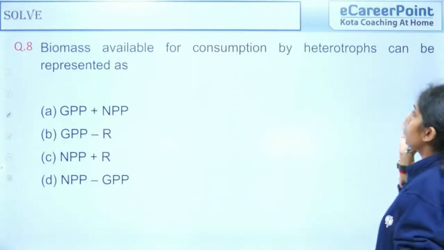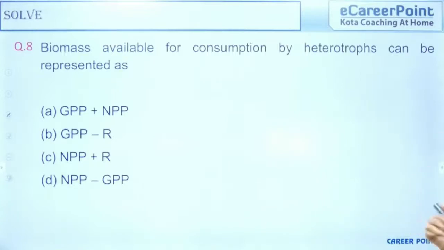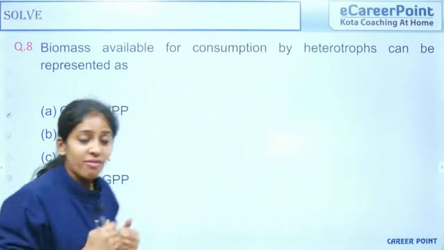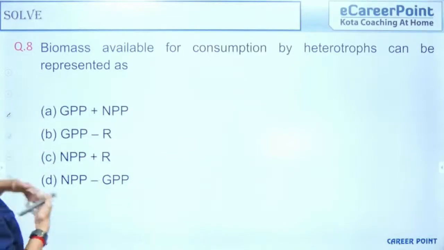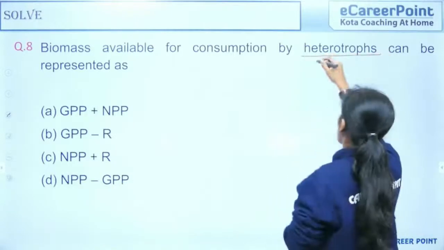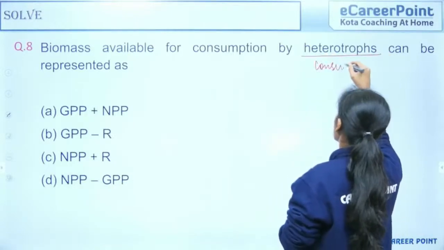Biomass available for consumption by heterotrophs can be represented as. It's okay, you're learning, that's fine. Even I make mistakes, that's completely fine. So biomass available for the consumption of heterotrophs. Heterotrophs here means consumers, right?